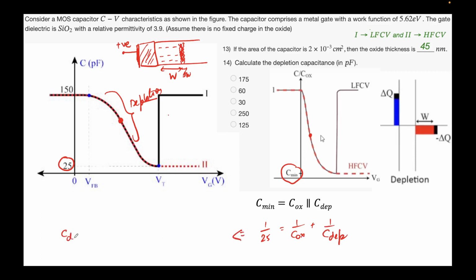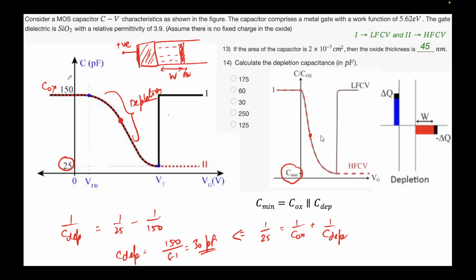So 1 by C dep I can write as 1 by 25 minus 1 by C oxide, and 1 over C oxide is this value. So C dep will come out to be, if you take 150 as LCM, 150 over 6 minus 1, so that's 5. So this is going to be 30, and the units are picofarad. The area term doesn't come in here because everything is in capacitances.